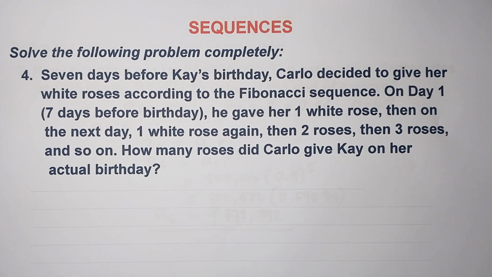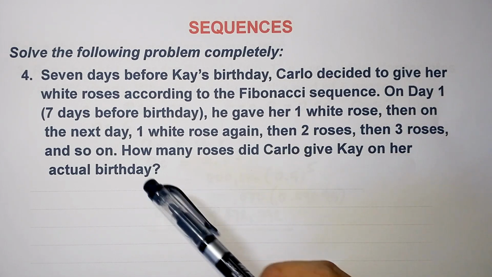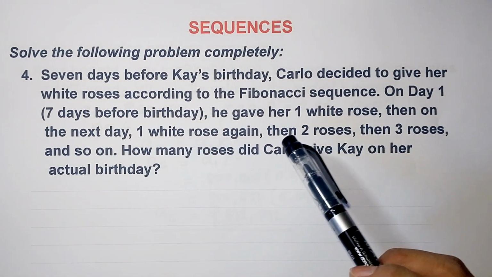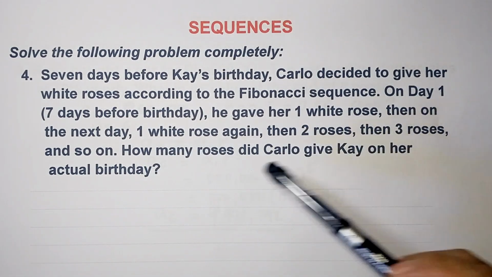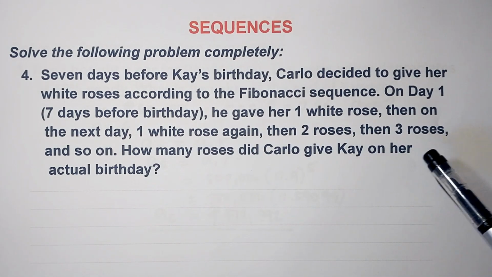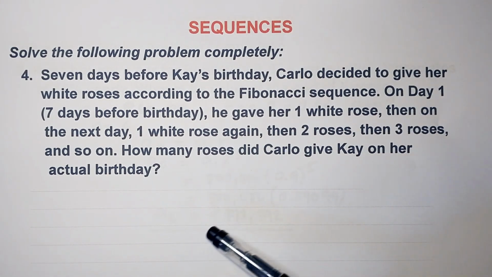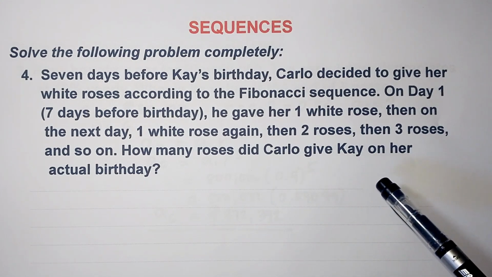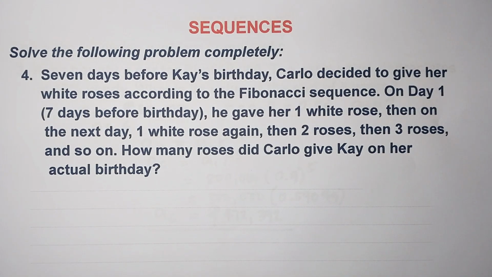7 days before Kay's birthday, Carlo decided to give her white roses according to the Fibonacci sequence. On day 1, which is 7 days before her birthday, he gave her 1 white rose. Then on the next day, 1 white rose again, then 2 roses, then 3 roses, and so on. How many roses did Carlo give Kay on her actual birthday?